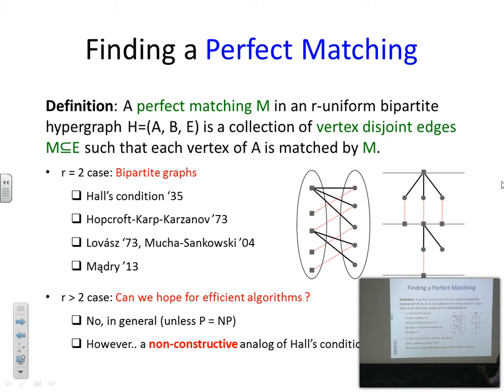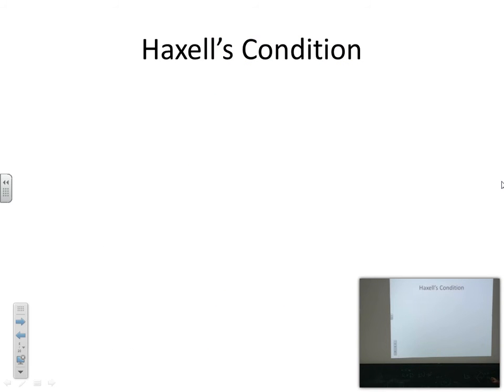There is a non-constructive analog of Hall's condition for this class of bipartite hypergraphs. In particular, it's a sufficient condition, which states that if a certain condition is true, then there is a perfect matching in that hypergraph. So we could aim to constructivize this result, and this would not violate any well-known complexity theoretic hypotheses.